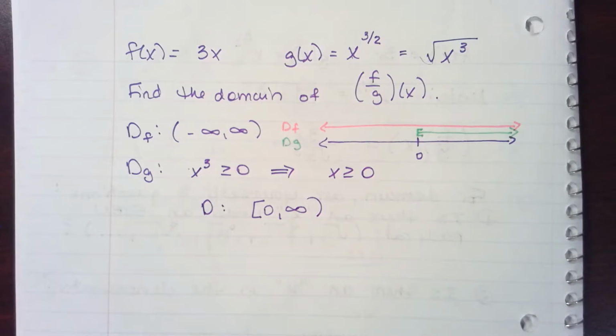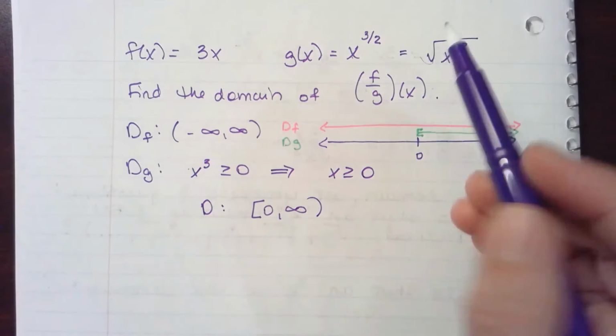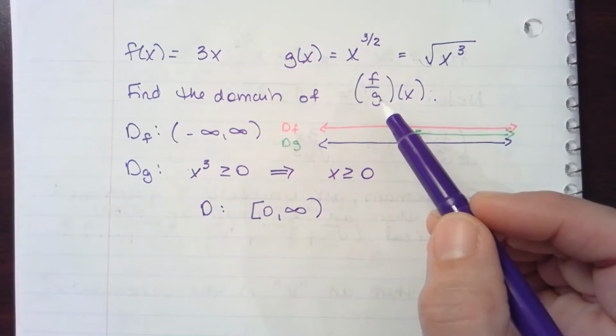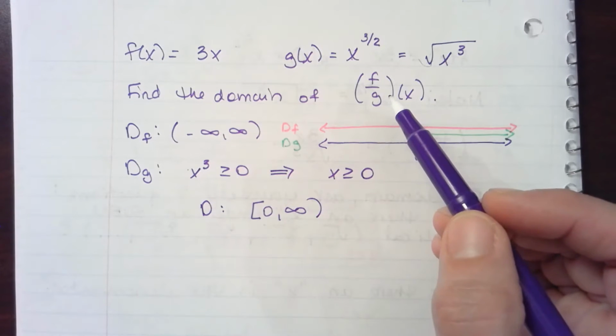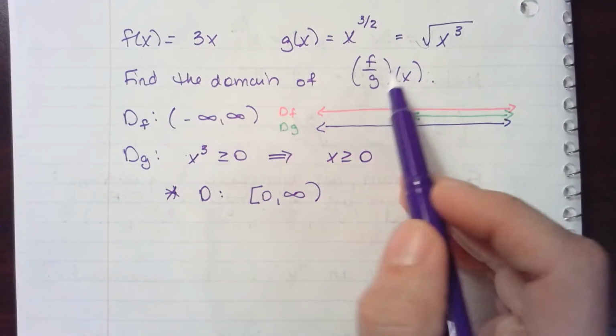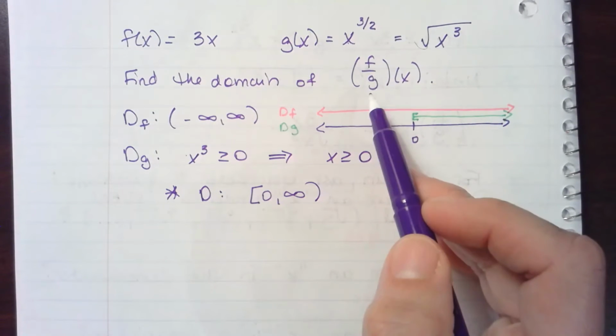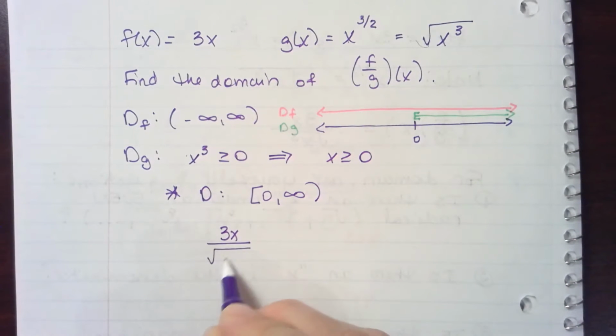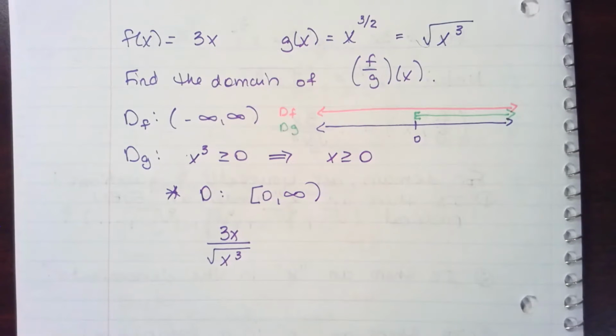Well, we have to make sure that this works when we actually find this quotient. When you have a quotient, there could be an extra little piece of information that you need to consider. So right now, this is the domain that we're thinking it is. Well, go back and actually find this quotient. f divided by g is going to be 3x over the square root of x cubed. Okay, now we actually answer yes to, is there an x in the denominator? That means that the denominator cannot be 0.